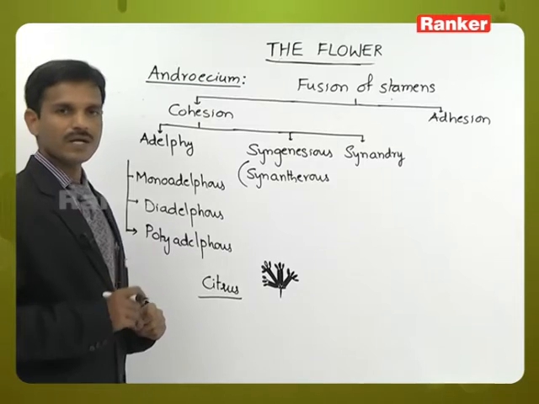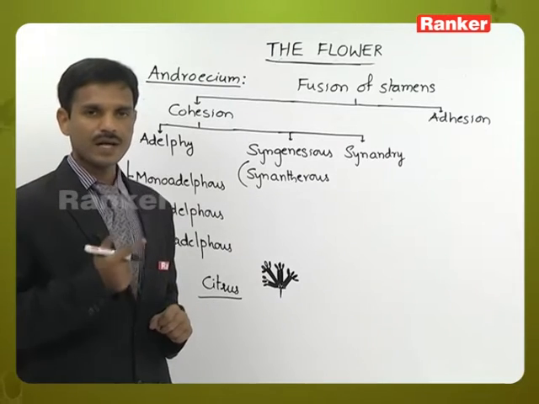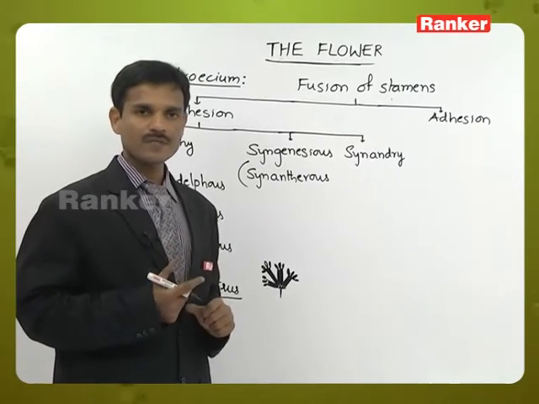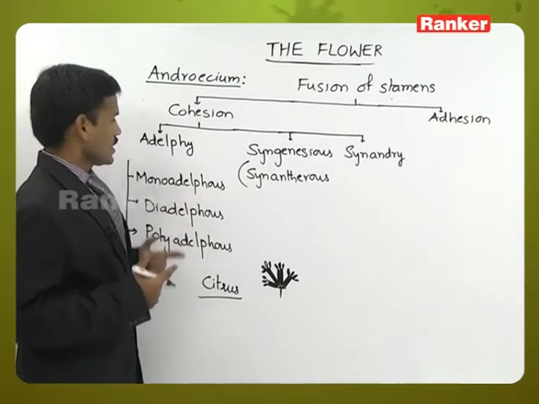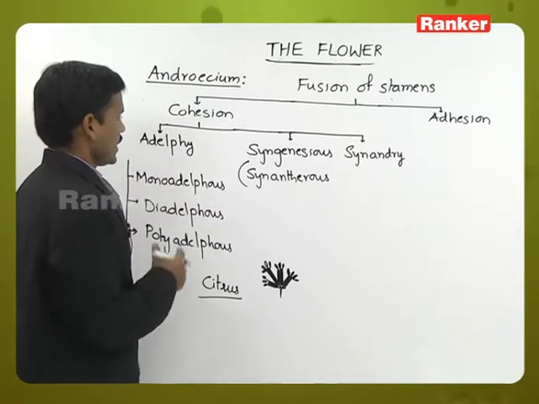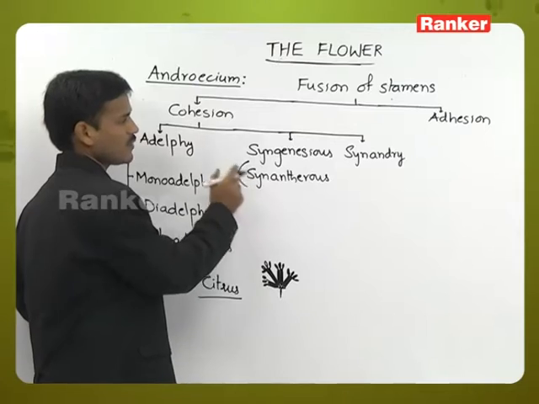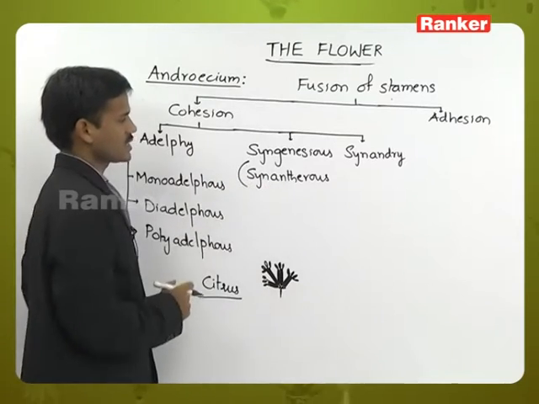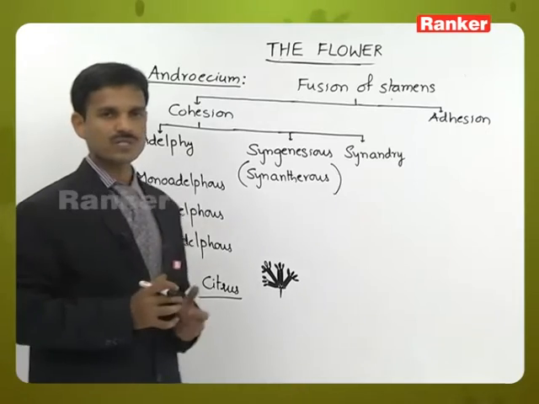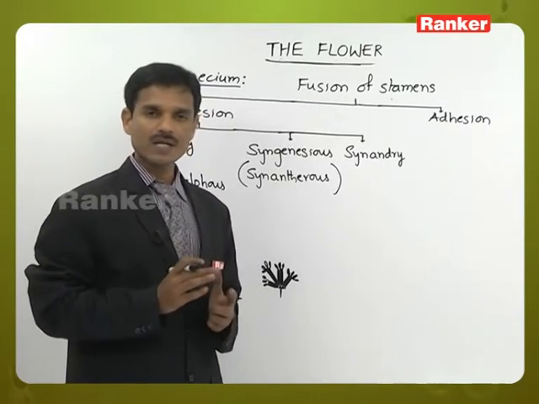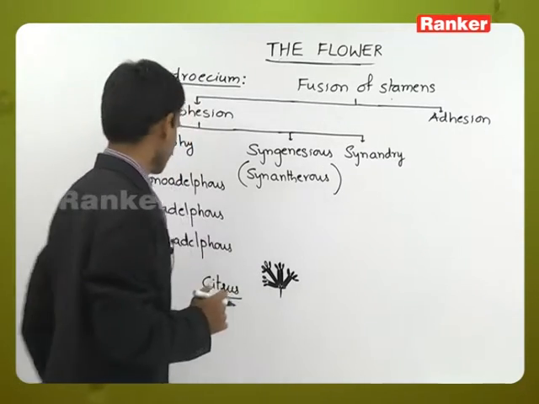If one bundle is formed, it is monodelphous condition. Diadelphous, 2 bundles. Polyadelphous means more than 2 bundles or many bundles. Here it is Adelphi. And the second type of cohesion is syngenesious. It is also known as synantherous. So only anthers are fused, not filaments. Filaments are free, anthers are fused.